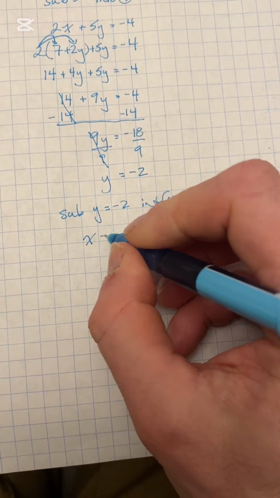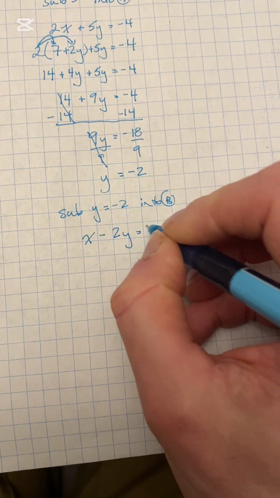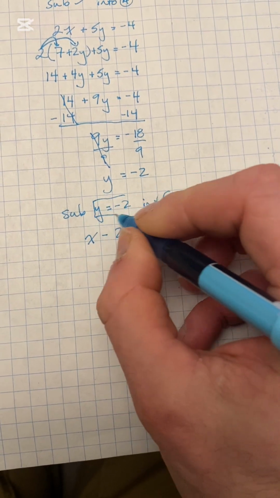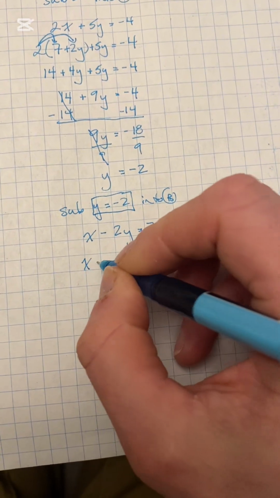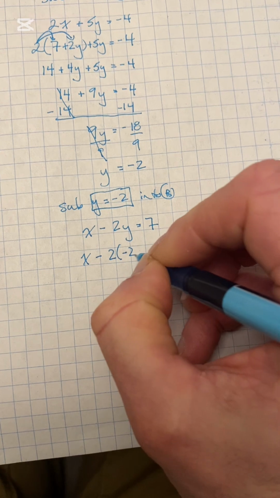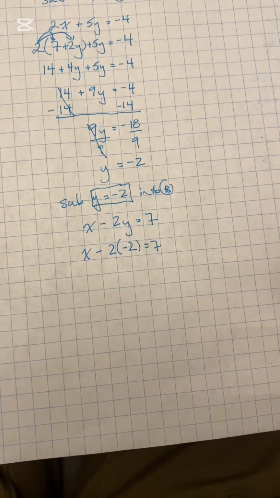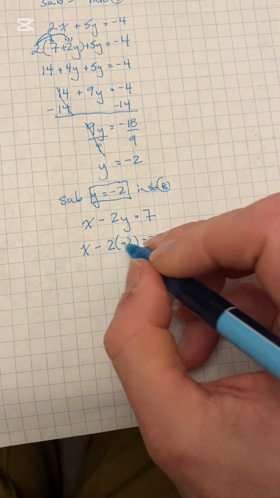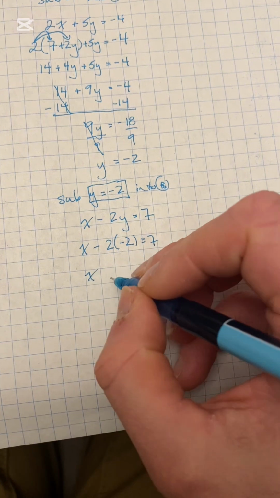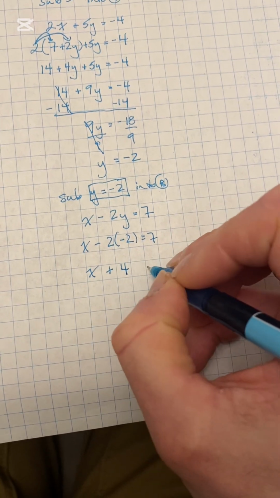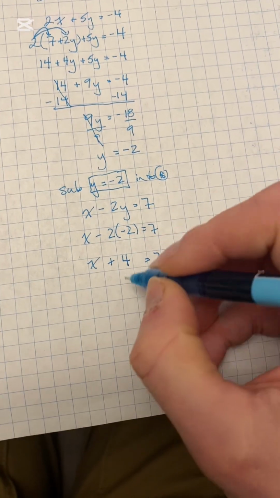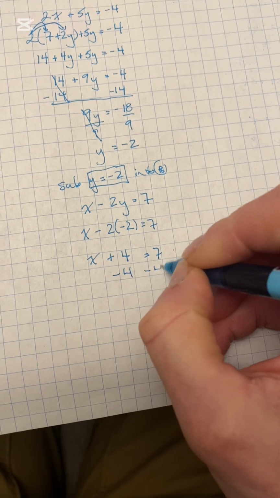So B is x minus 2y equals 7. And now I'm going to substitute that in. x minus 2 bracket negative 2 equals 7. Negative 2 times negative 2 gets me to positive 4, so x plus 4 equals 7. Minus 4, minus 4.